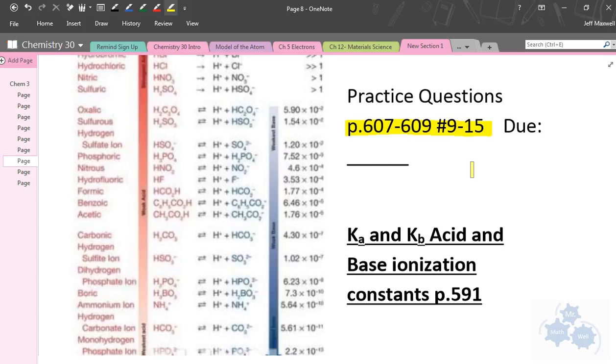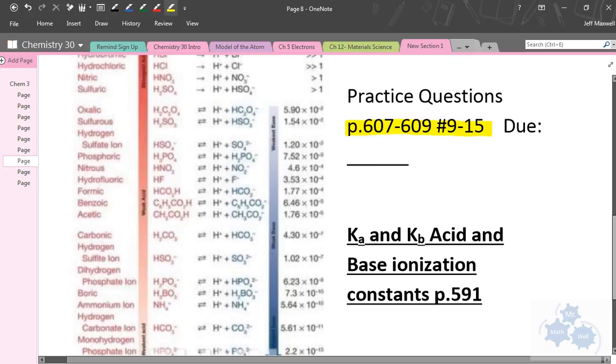Just in case anyone thought I was asking you to have these done for Saturday morning, that I was going to check them or something. No.